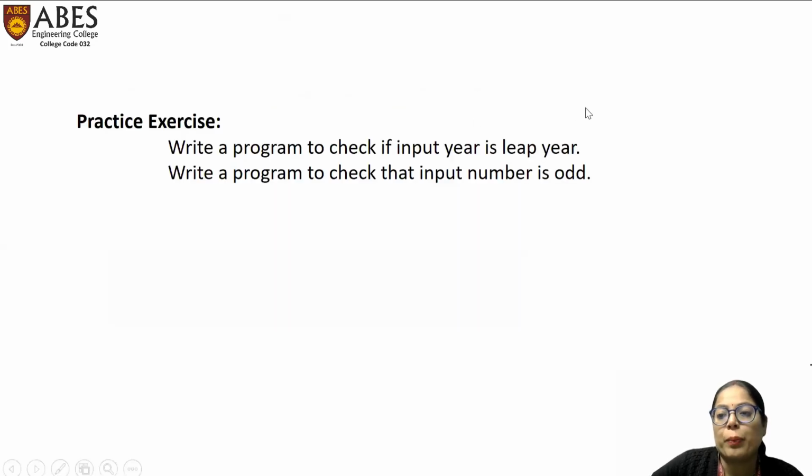Now, these are the practice exercise questions for you. First, write a program to check if the given year is a leap year or not. And second, check whether the input number is odd. So practice these questions and execute them. Then you will understand the if statement more clearly.